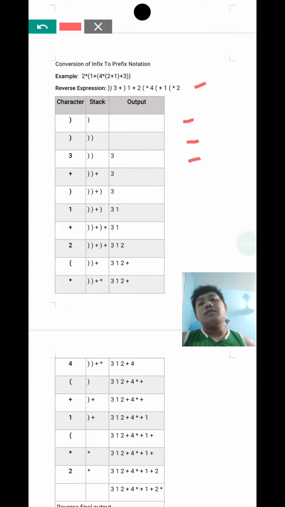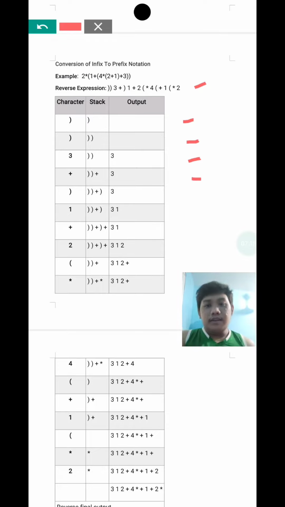The next character is the plus. Since plus is an operator, it is pushed to our stack. So the stack now has the two parentheses and then plus, and our output is still 3.